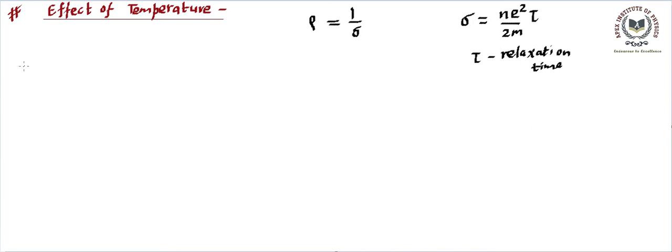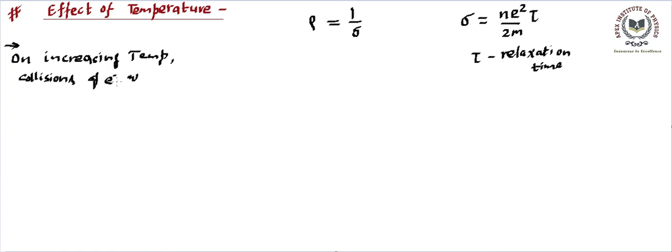When temperature is increased, molecules vibrate faster. So we can say, on increasing temperature, collisions become faster. This is the point I'm trying to write for your note. On increasing temperature, collisions of electrons with lattice, because we have understood these electrons move in voids and collide with the lattice, so their collision with the lattice is more rapid, quicker rather. Faster means quickly.